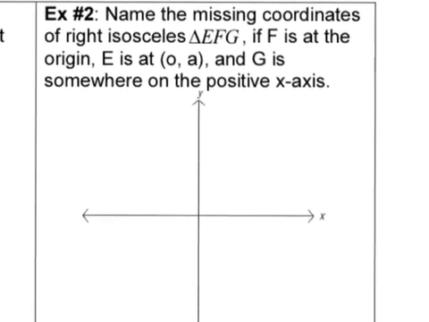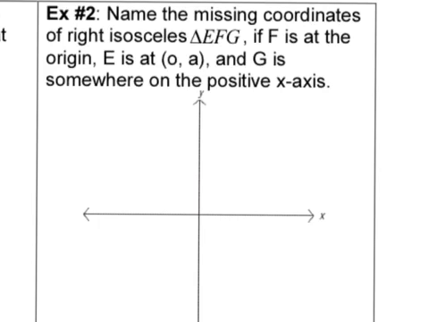So example number 2 says, name the missing coordinates of right isosceles triangle EFG, if F is at the origin. So let's just go ahead and write that. F is right here at the origin. There's F, and what's the origin's coordinates? Well, it's 0, 0. And then it says E is at 0, A. Well, 0 for my x, and up A units is going to be somewhere up here. It doesn't really matter where. We're just going to put it there, call it E, and give it the coordinates 0, A.